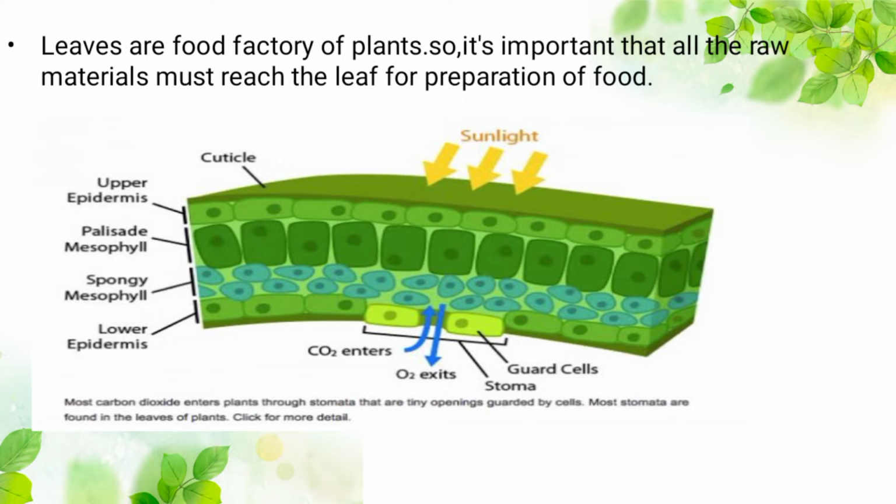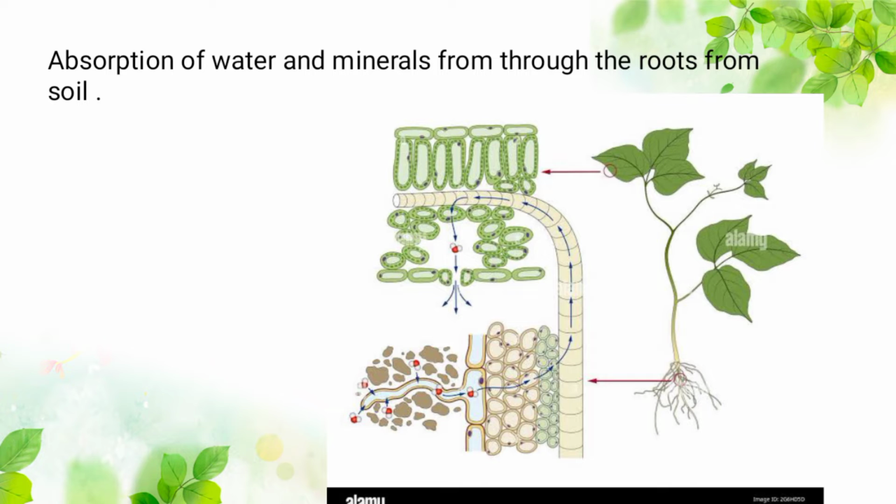So how do these raw materials reach? Now we know that water and nutrients, that is minerals, are present in the soil. How do the water and nutrients reach the leaf, how does carbon dioxide from the surrounding reach the leaves, and how does the sunlight reach the leaves? First we will study how water and minerals reach the leaves, through absorption of water and minerals through the roots from the soil.